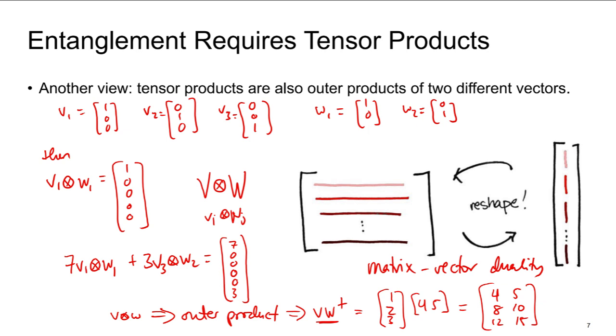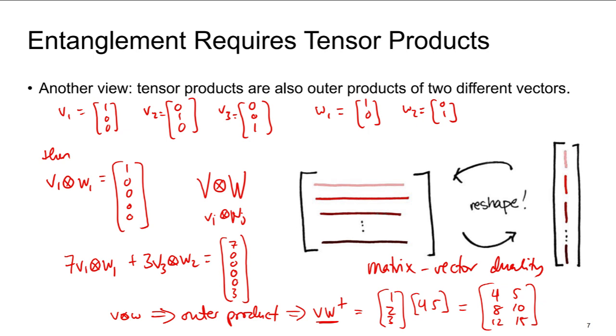So if I think about v1 being 1, 0, 0, and v2 being 0, 1, 0, and v3 being 0, 0, 1, and I think about w1 being 1, 0, and w2 being 0, 1, then if I wanted to do v1 tensor product of v1 with w1, that would just give me 1, 0, 0, 0, 0, 0, and et cetera. You can write out the rest.